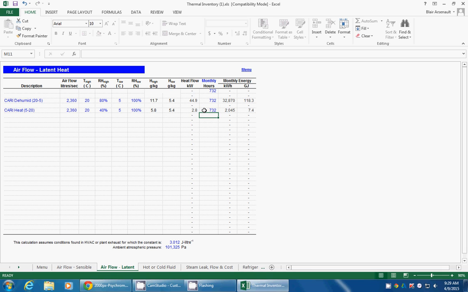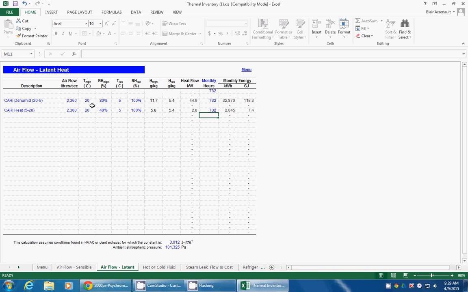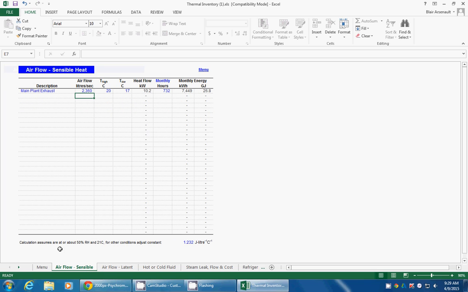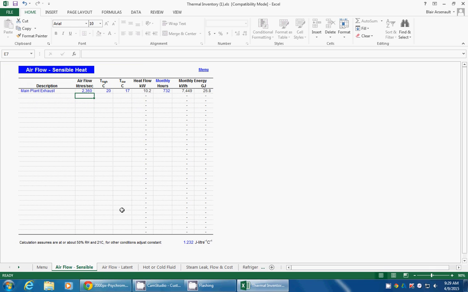So what's the deal, that sensible heat doesn't apply to this? Is it already calculated in? The problem with this sensible side is that it's at about 50% RH and 21 degrees C. So they're using constants here when realistically, in this scenario, we're going from 100% RH to 40% RH. So our relative humidity is changing too much to be able to use this sensible portion.